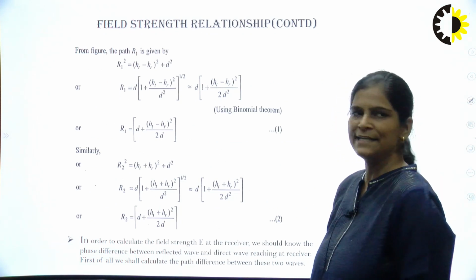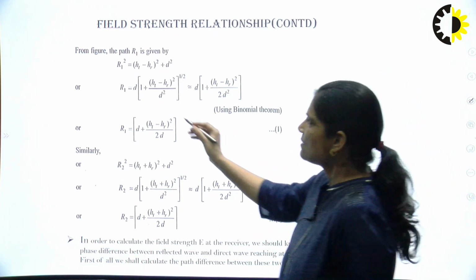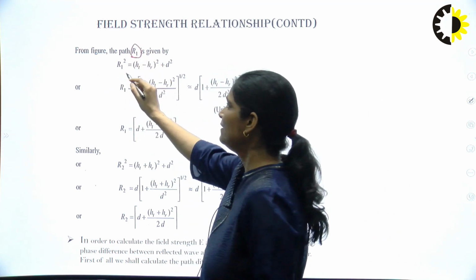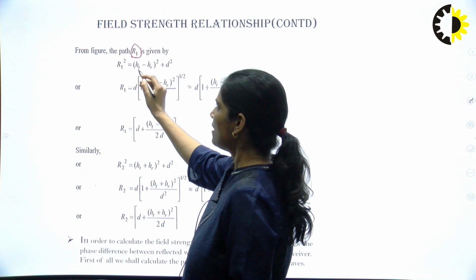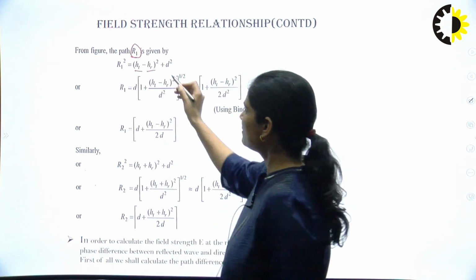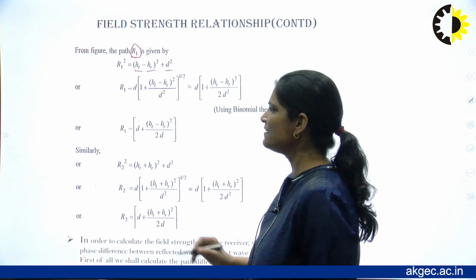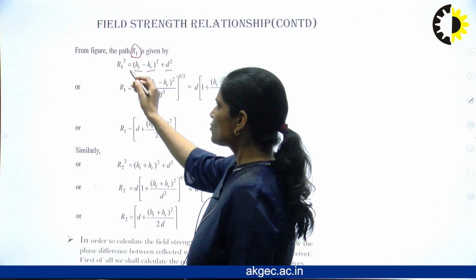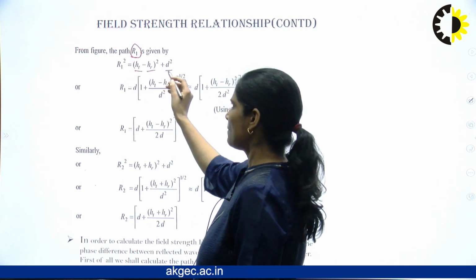Now, how can we study this mathematically? From the previous figure, the path R1 is given by: HT is the height of the transmitter, HR is the height of the receiver, plus D the distance between the transmitter and receiver. R1 is the path we have to calculate. R1 square is equal to (HT minus HR) square plus D square.